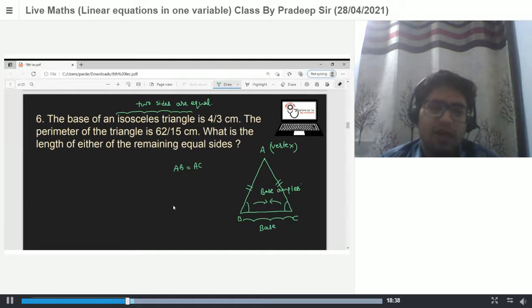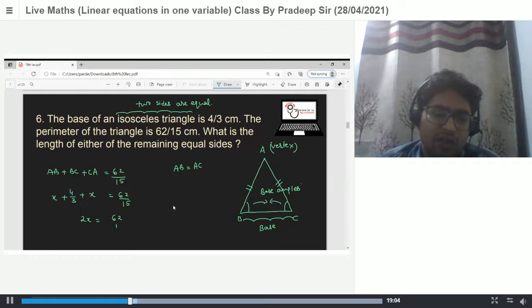Here we have the total perimeter. Perimeter means AB plus BC plus AC is equal to 62/15, and we have the base. The base is 4/3, and let us assume AB is equal to x. So AC is also x. If you simplify it, you will get 2x is equal to 62/15 minus 4/3, which is (62 minus 20)/15, which is 42/15, which is equal to 14/5.